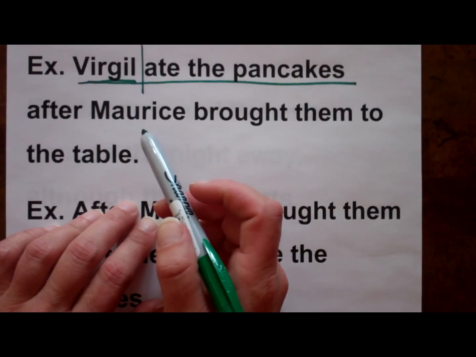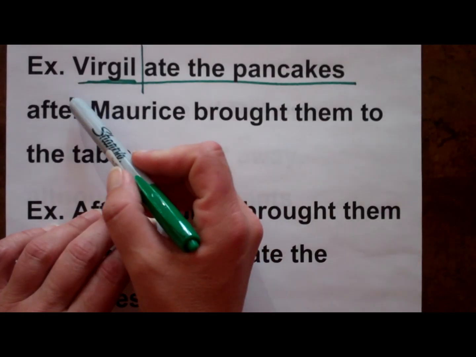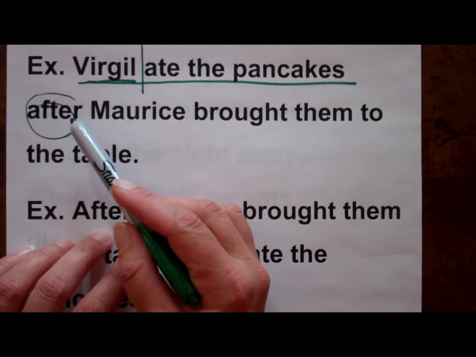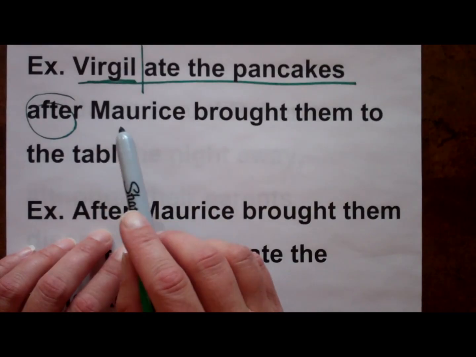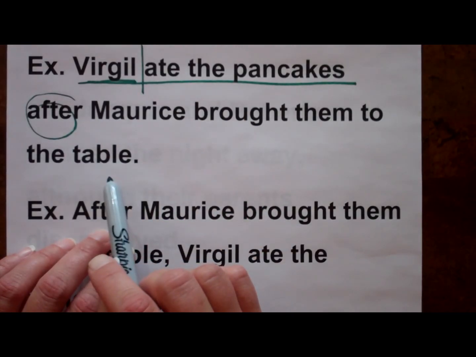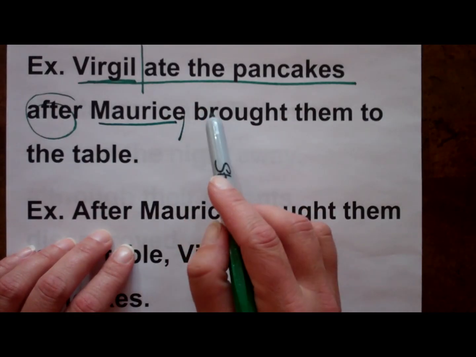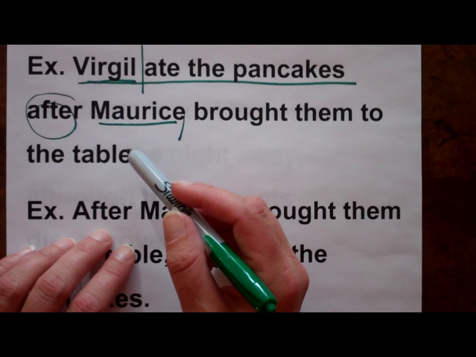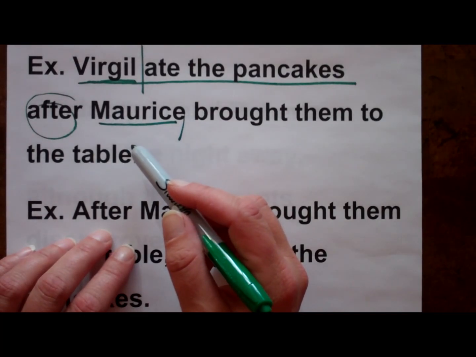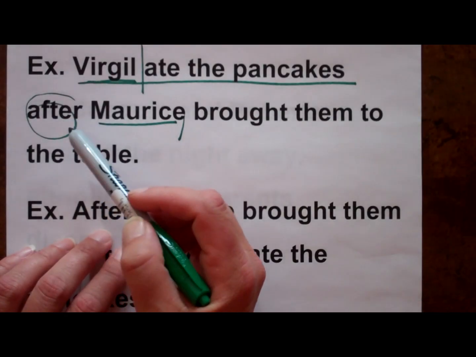When we look for one of those words that trigger the subordinate clause, we find one right here, after. That subordinating conjunction is followed by the dependent clause, Maurice brought them to the table. It has a subject, Maurice, and a predicate, brought them to the table. So how do we know which one is the main clause and which one is subordinate? The subordinate clause will always begin with the trigger word.